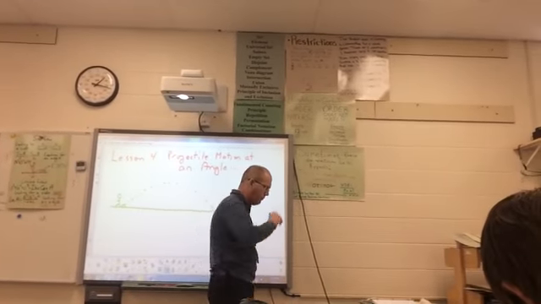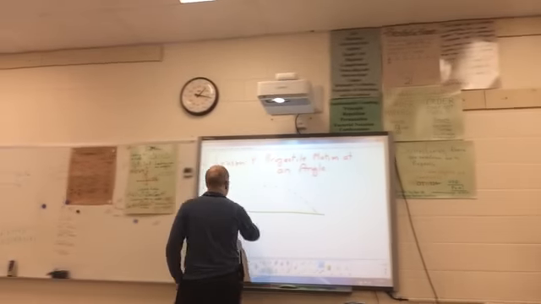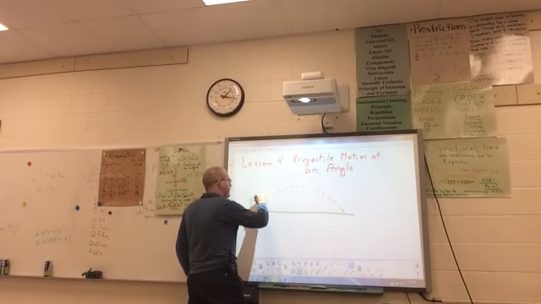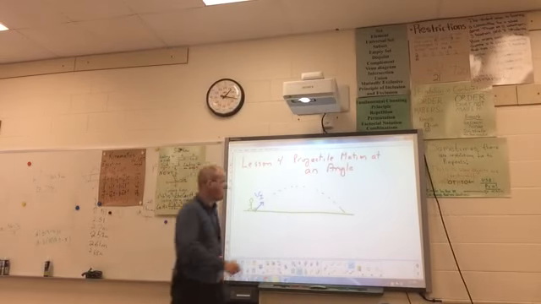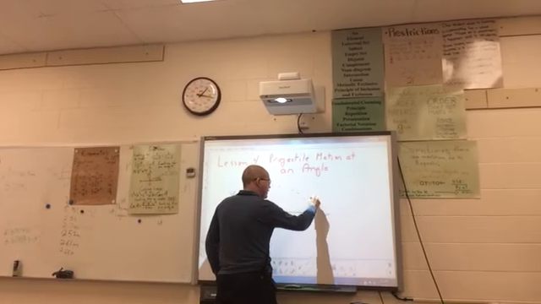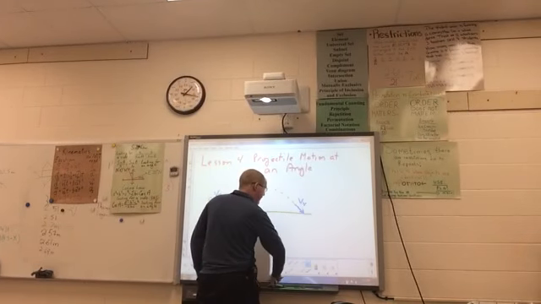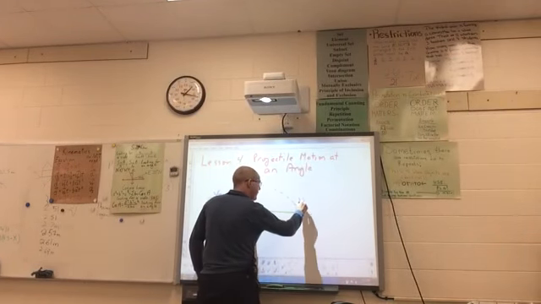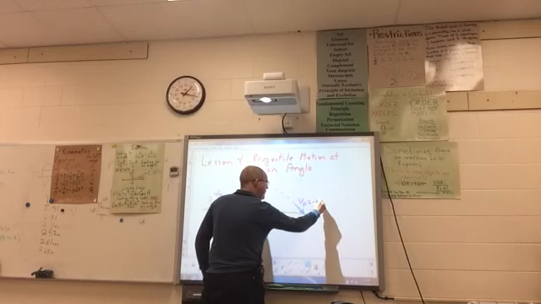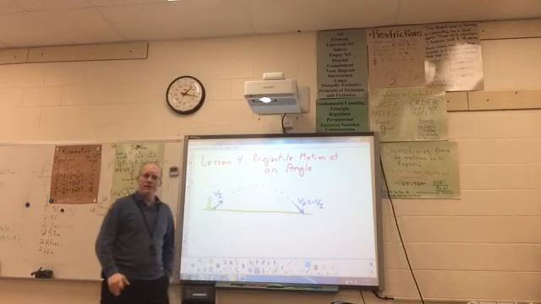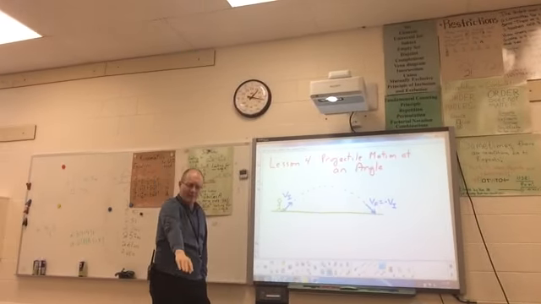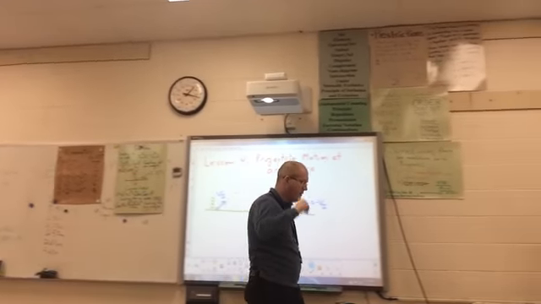Now, first thing, whatever your V initial is, your V final will be equal to and opposite your V initial. So if you're going up at 10 meters a second, you're coming down at 10 meters a second. That's one thing to note.